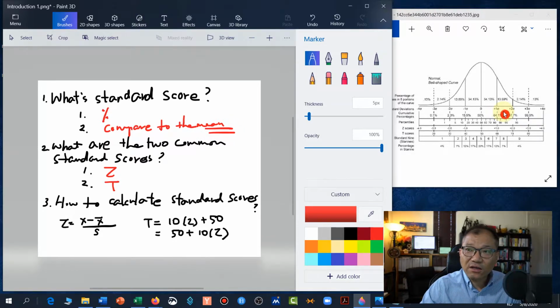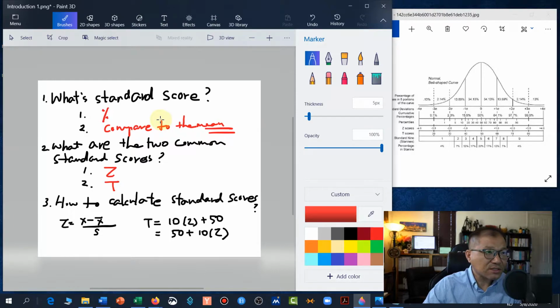If you look at the right side right here, if your score is right in the middle, then you are the same as the mean. What if your z-score is +3? Your score is right here. That means you are +3 standard deviations above the mean. What about if your z-score is -2? That means your score is -2 standard deviations below the mean.